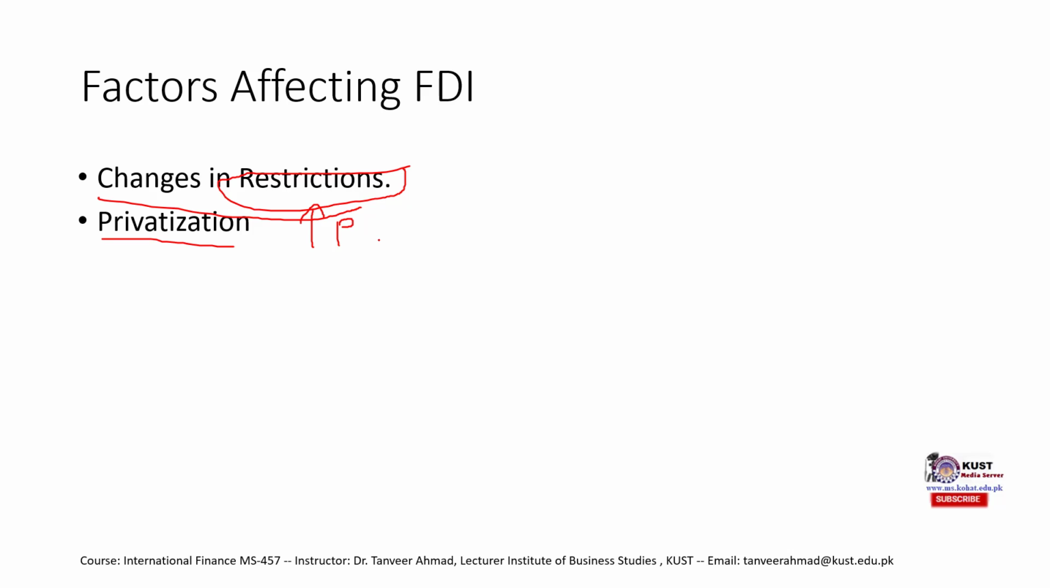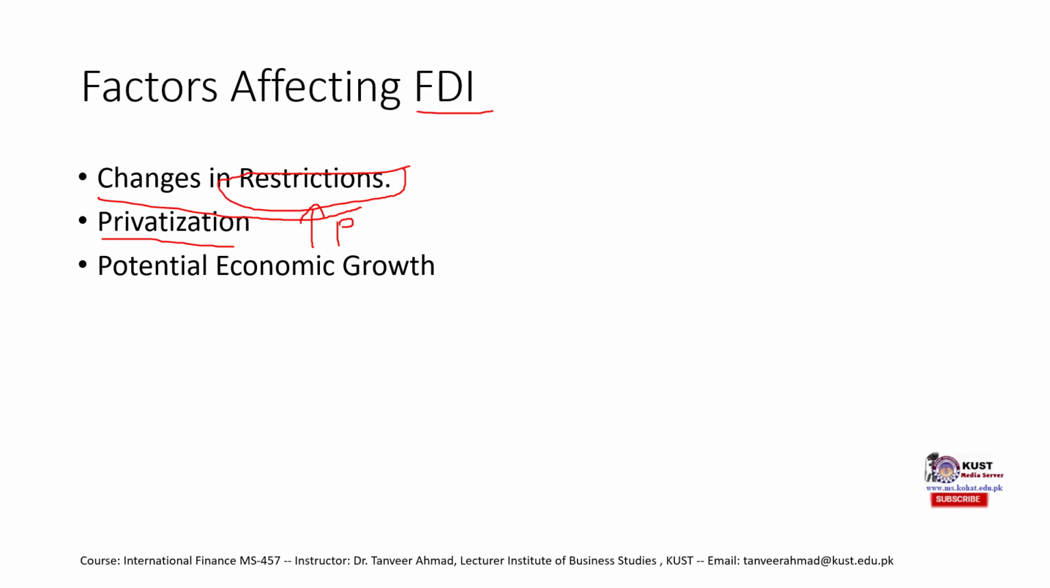PTCL was privatized a few years back. So when a country privatizes its government entities, foreign companies would come and buy those entities, and that would bring foreign direct investment. For example, when the government of Pakistan privatized PTCL, Etisalat, the UAE telecommunication company, purchased some shares in the PTCL. So that obviously brought foreign direct investment.